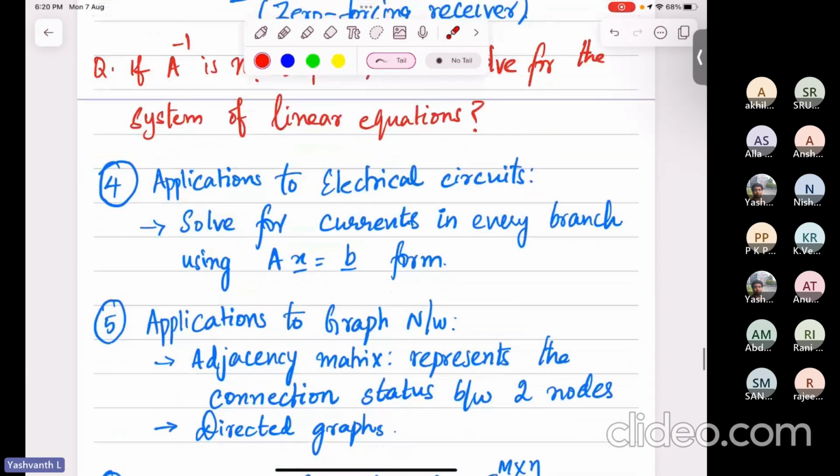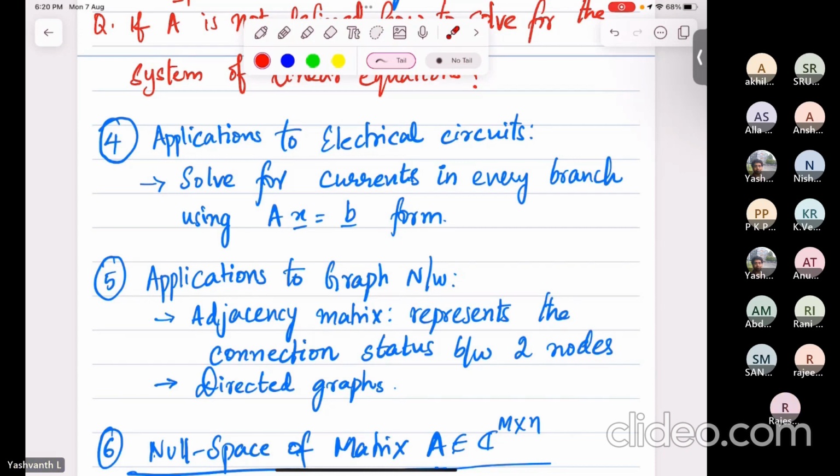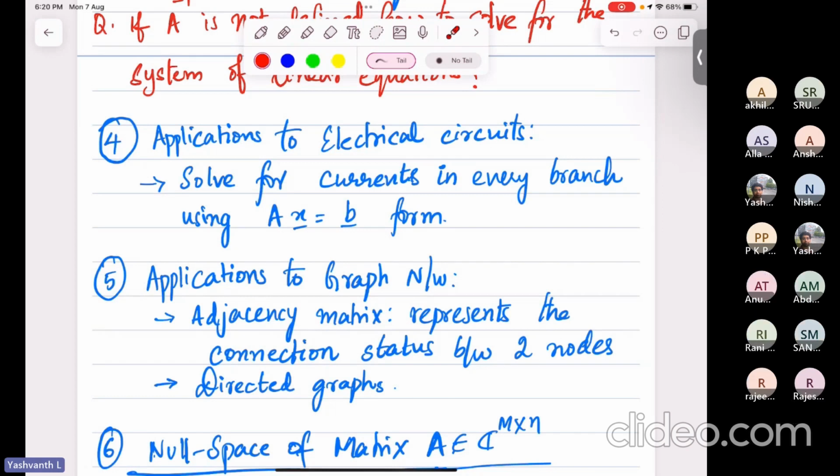The professor had also alluded to applications of linear systems of equations in electrical circuits, especially by applying Kirchhoff's voltage and current laws. He obtained a set of linear equations, and you can solve for the currents in every branch by casting the equations in the form Ax equal to b.